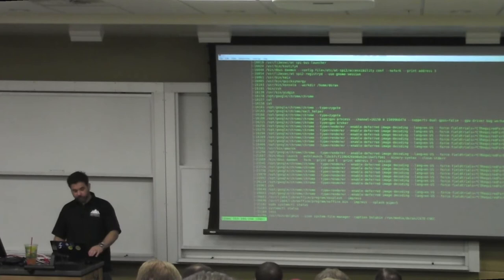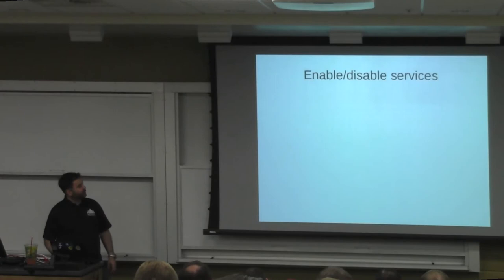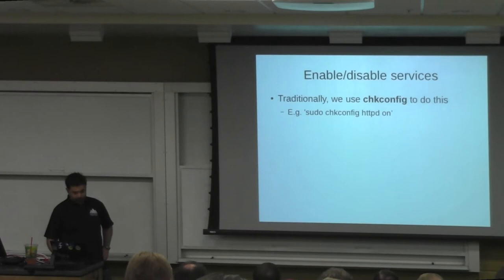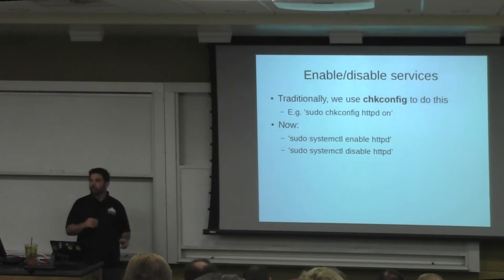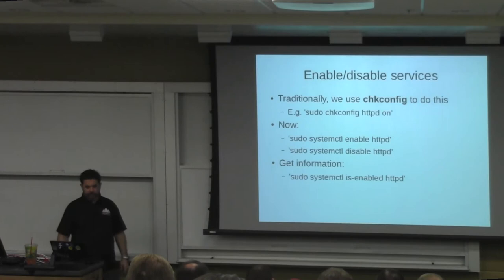All right, so let's talk about how you turn things on and off: enabling and disabling system services. Traditionally, we use chkconfig for this, or on Debian or Ubuntu, I don't know what you guys use, but you're basically creating symbolic links to scripts in /etc/init.d. So now we would just do a systemctl enable service name or systemctl disable service name. And all this is really doing behind the scenes is creating symbolic links, but they're to a different place. We'll talk about that.